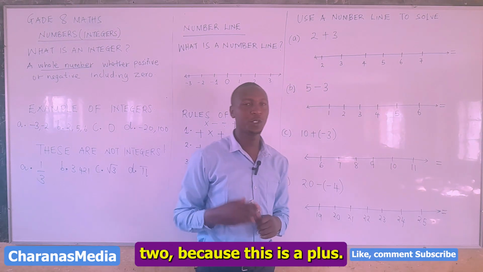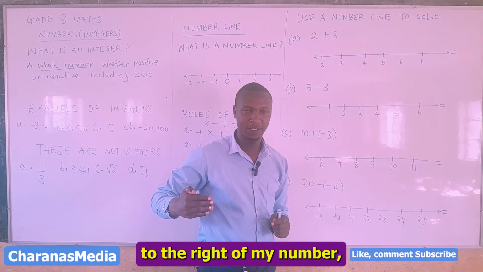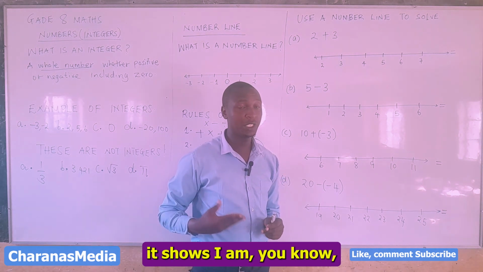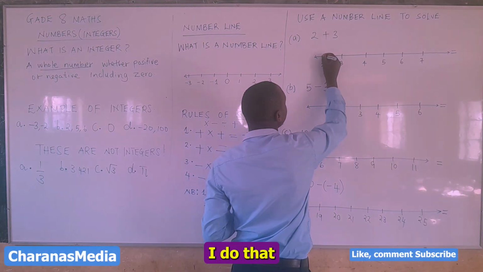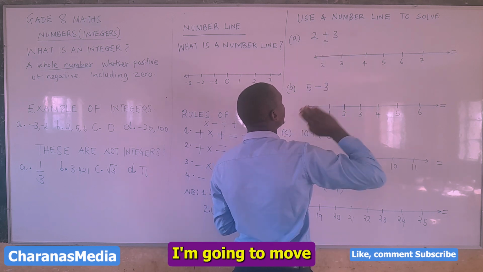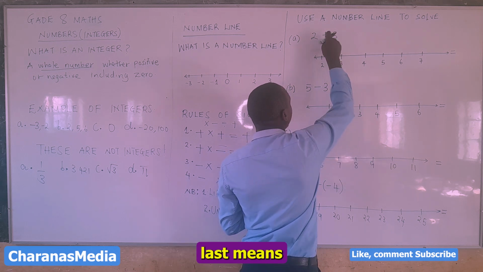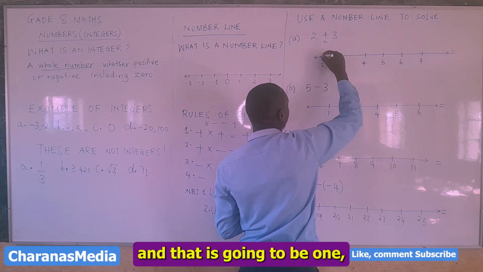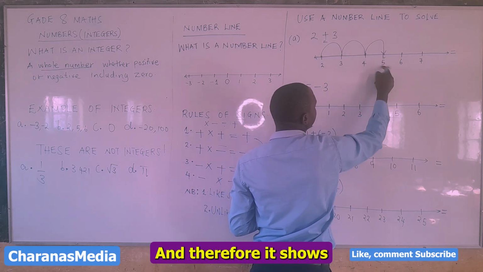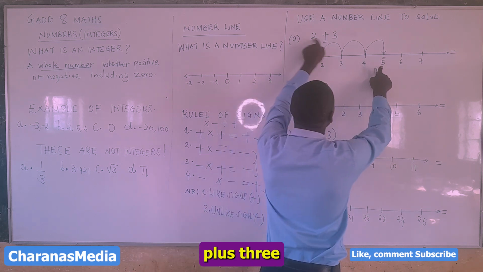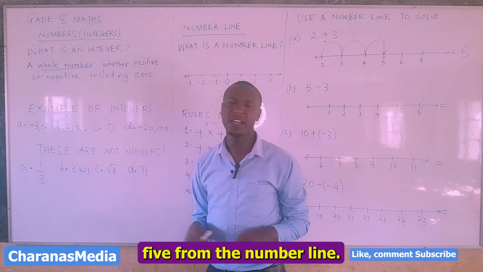If I begin from 2, because this is a plus, and if I move to the right of my number line, it shows I am going towards a positive direction. So if I start from 2 here, and this is a plus, it tells me I'm going to move to the right. How many times? 3 times. So let's see what will happen. I begin from 2, plus means 3 times to the right, and that is going to be 1, 2, 3. This is where I end, and therefore this is the result of 2 plus 3, and the answer is 5. So as we guessed earlier, the result becomes 5 from the number line.